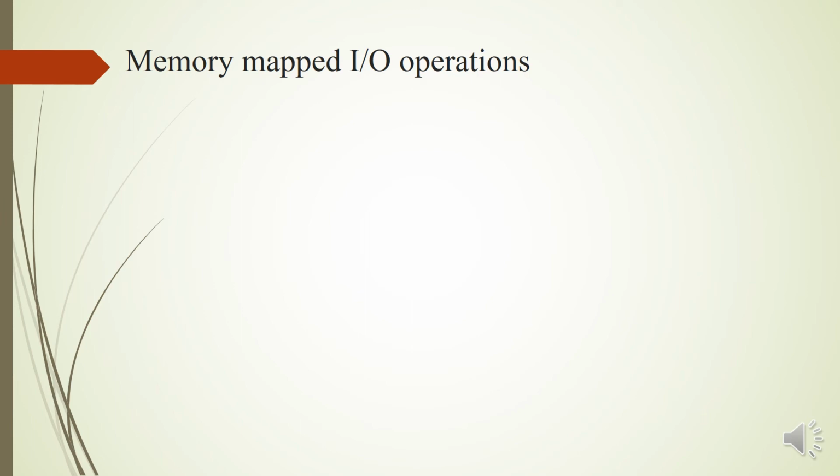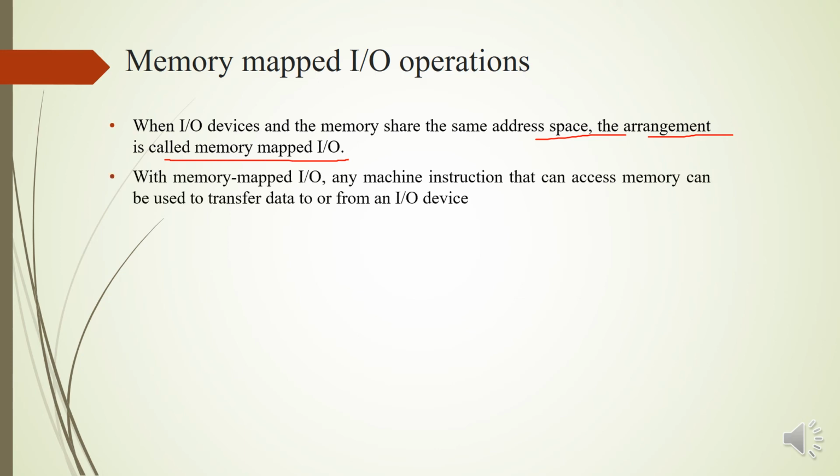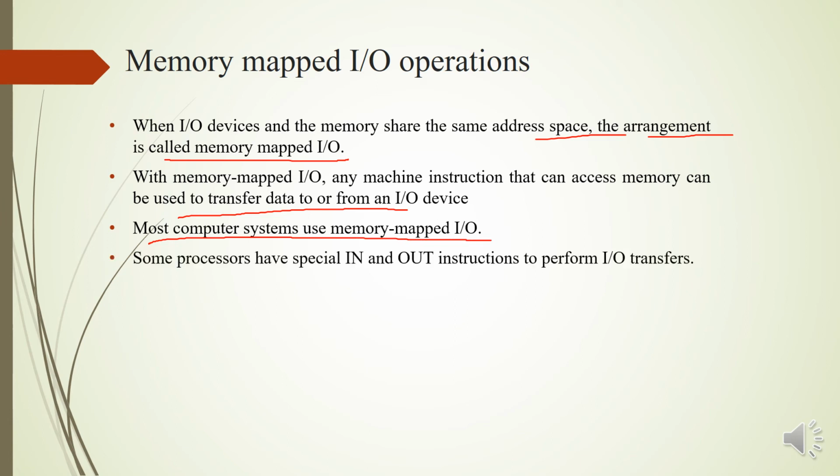Coming to the memory mapped I/O operations, when I/O devices and memory share the same address space, the entire arrangement we call memory mapped I/O. With memory mapped I/O, any machine instruction that can access memory can be used to transfer data to or from an I/O device. Most computer systems use the memory mapped I/O technique. Some processors have special in and out instructions to perform I/O operations.